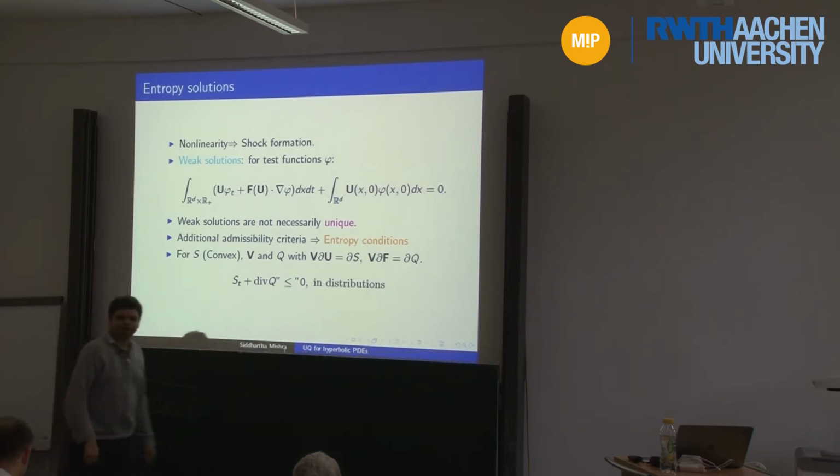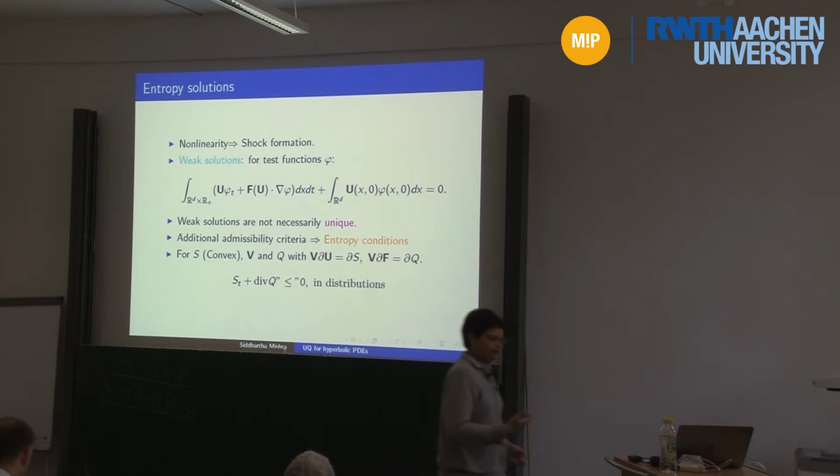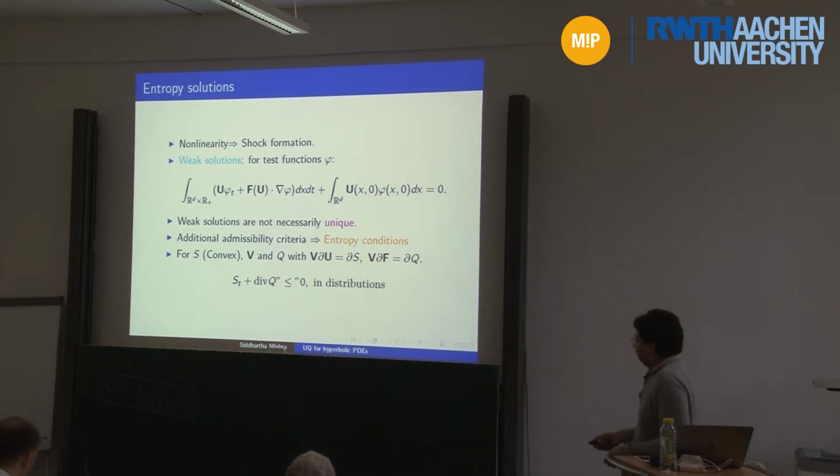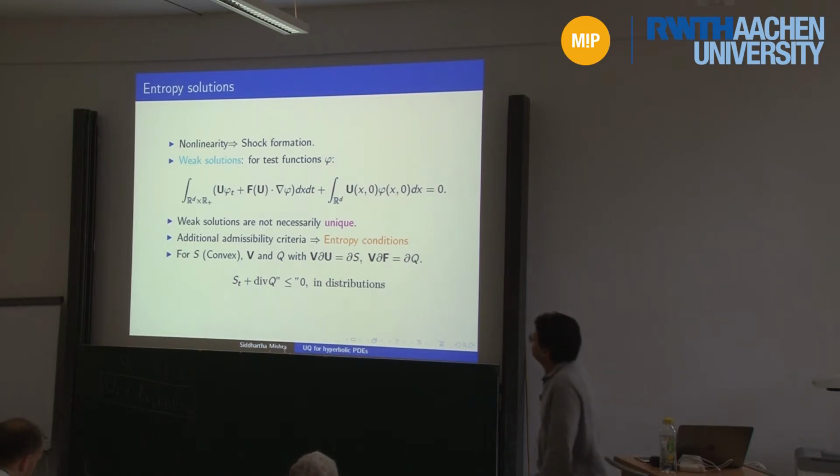Now you can see that this is in the divergence form. So we can multiply with the test function and integrate by parts, and when we do that, you get an identity like this, and we demand that this identity holds for all test functions. It's a little bit like a variational form for finite elements.